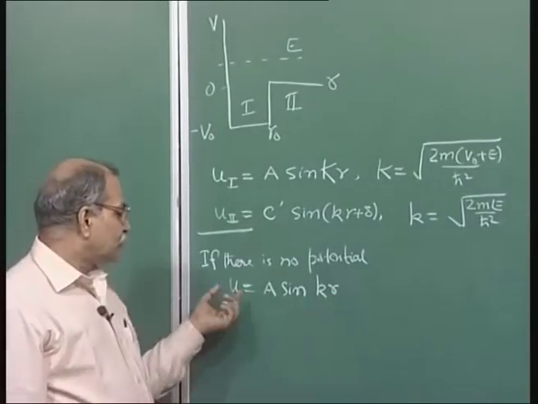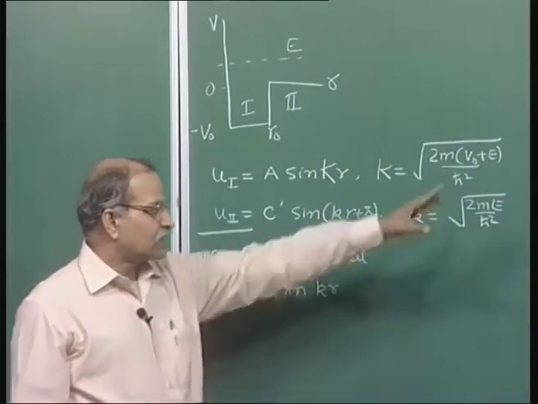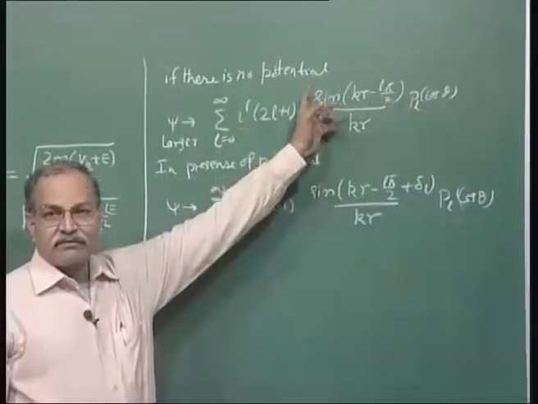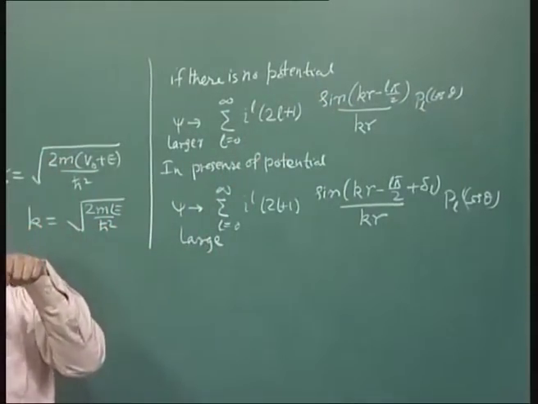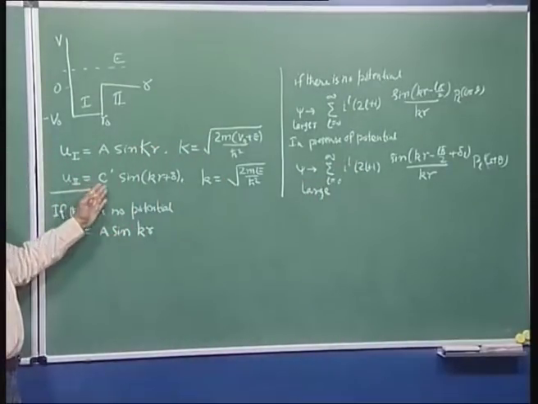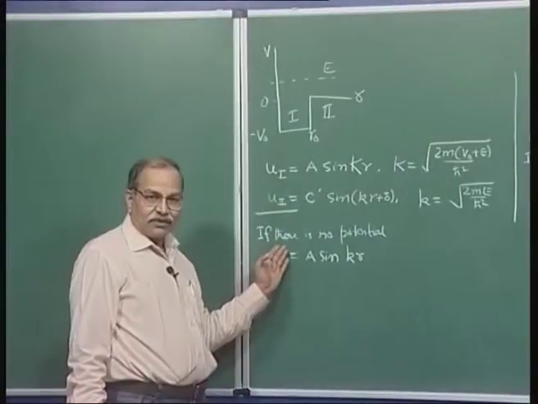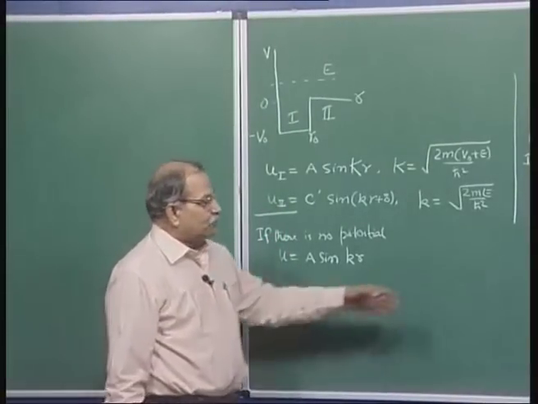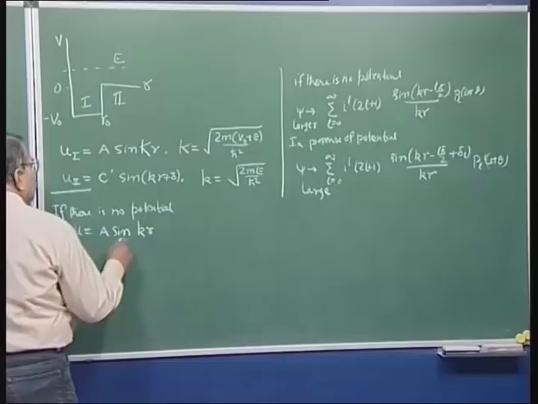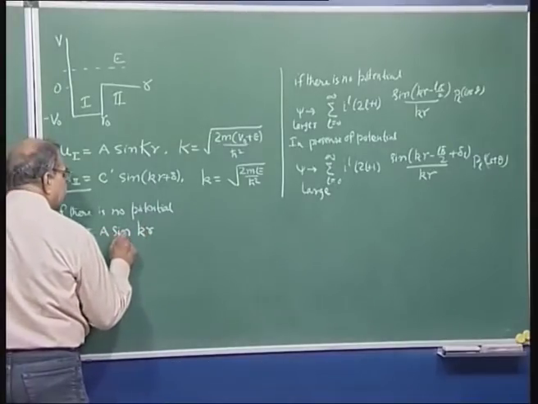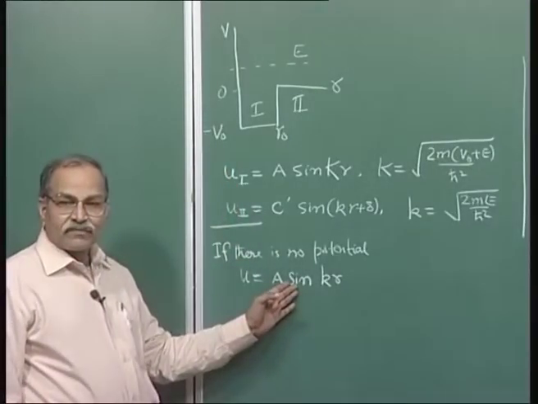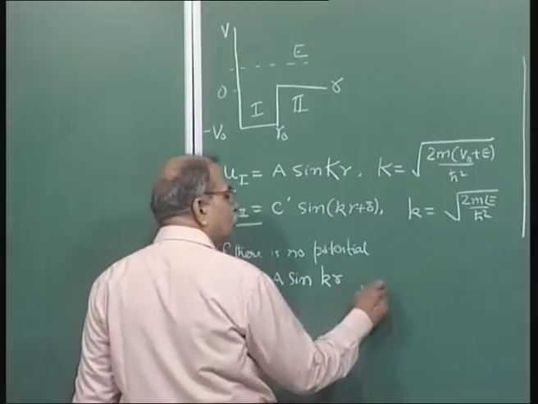Okay, the radial part is of course u r divided by r, so that divided by r term will come, right? This divided by this is the wave function, and the wave function phi as a function of r, when you write it, is u divided by r. So, this divided by r is also coming when you write the wave function, this is the u function only, and of course, P l cos theta is 1 because l is equal to 0 and all those things. So, if there is no potential, this is A sin k r, and this is valid for all r.